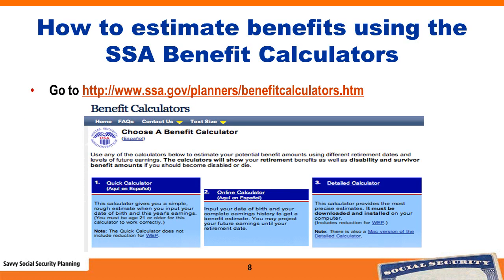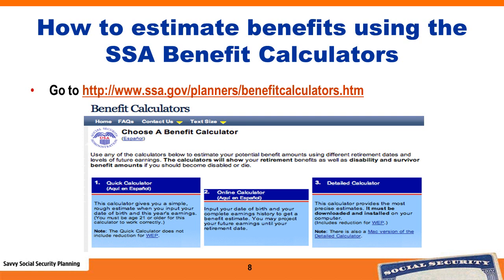Okay, so now we've looked at 2 ways to estimate a client's PIA. One is to refer to the client's latest annual statement. Another is to use the retirement estimator on the Social Security website. These are by far the most common and easiest ways to get a client's PIA.